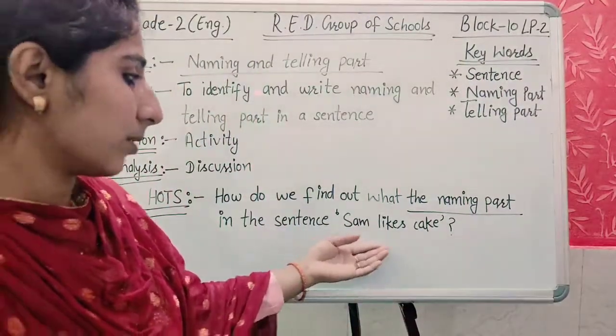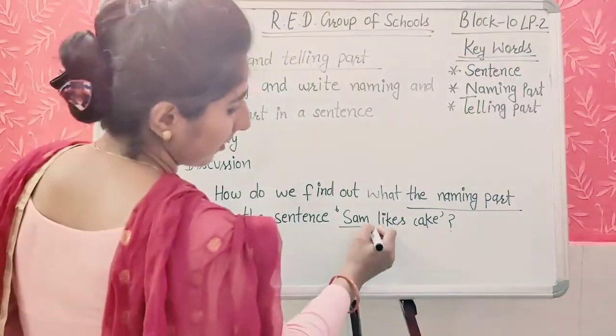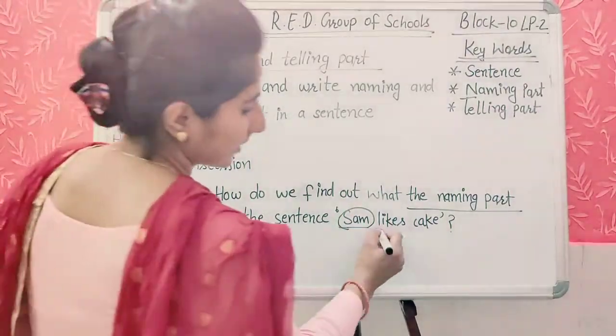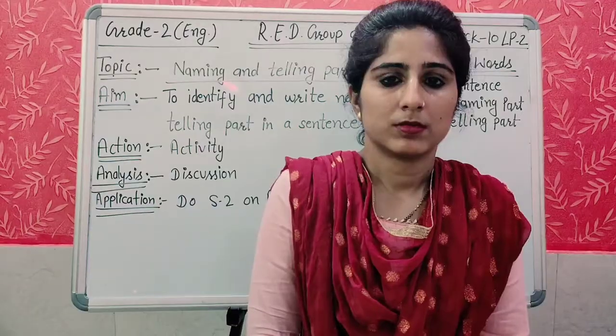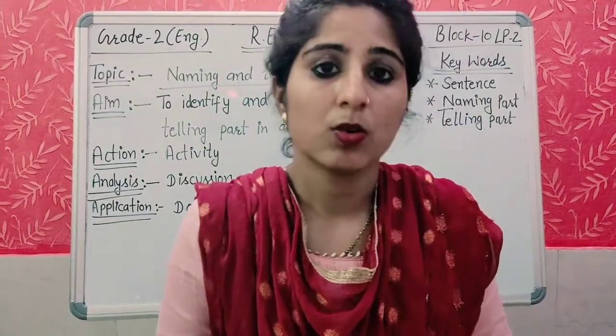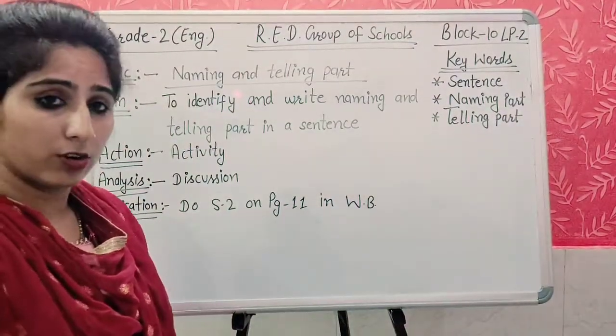So this is the naming part of the sentence. Sam is the naming part, and likes cake is the telling part of the sentence. Let's start our application now. What will you do? You will complete S2 on page 11 in your workbook.